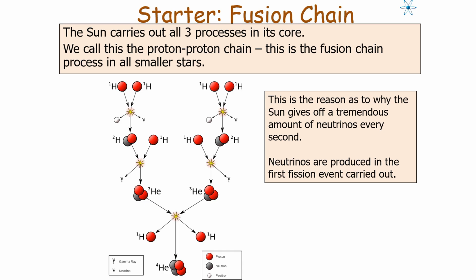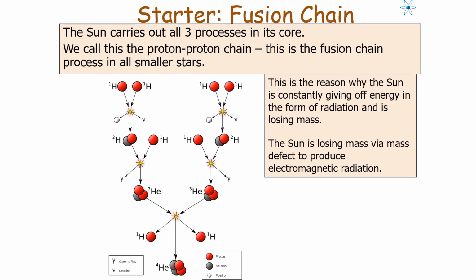Now, this is actually the reason why the sun gives off a tremendous amount of neutrinos every second, because neutrinos are produced in the first fusion event of when we're turning our two hydrogen nuclei into our deuterium isotope. Now, it's also the reason why the sun is constantly giving off energy in the form of radiation and losing its mass, because the sun is losing its mass via the mass defect principle to produce electromagnetic radiation.